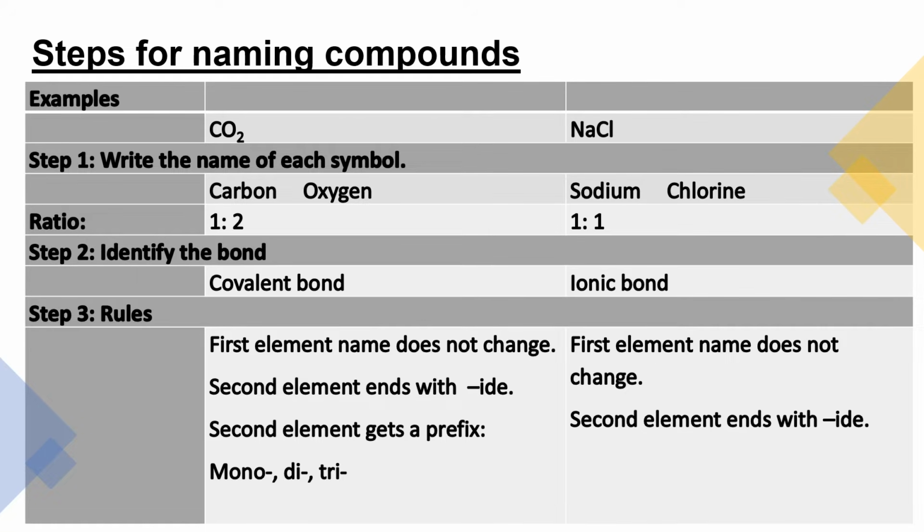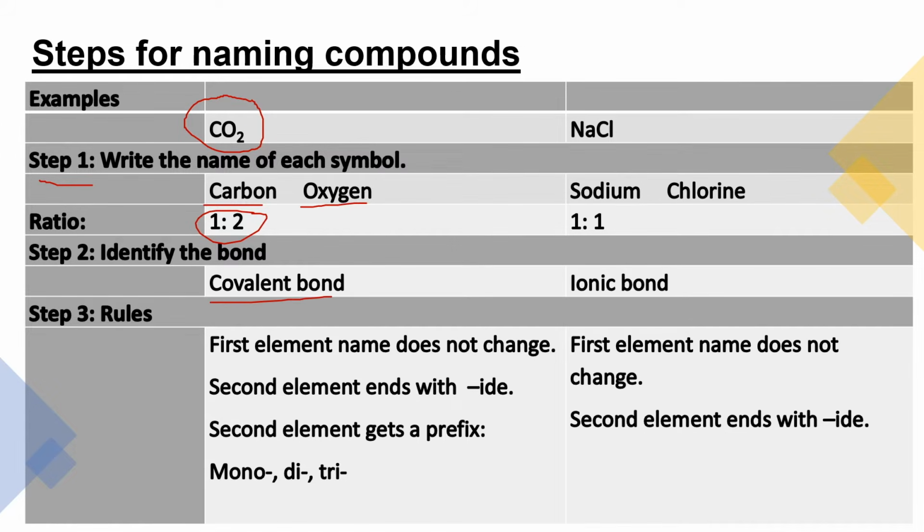So we have given you two examples here. Let's start with carbon dioxide. Step 1 is to write the name of each compound, of each symbol. So we have carbon and we have oxygen. The ratio, to bring back some past knowledge, is 1 carbon is bonded to 2 oxygen.